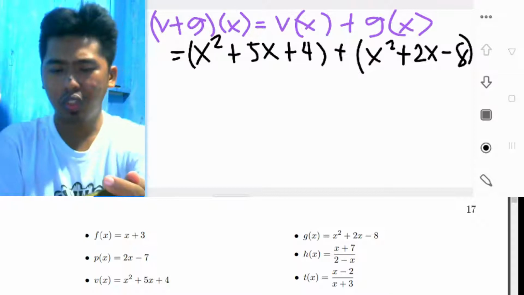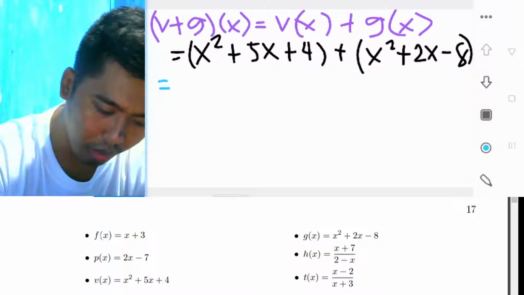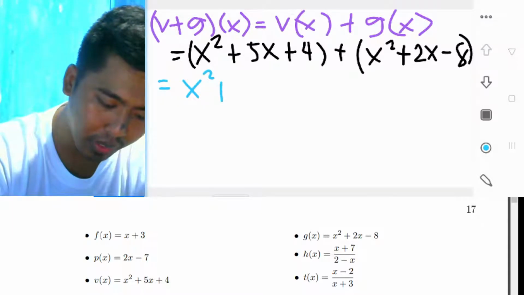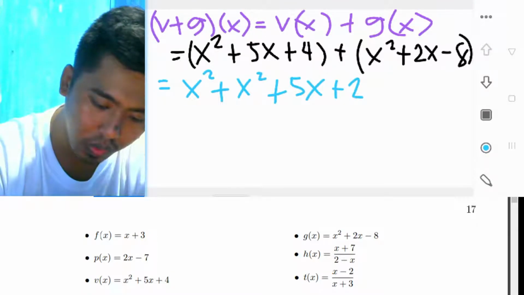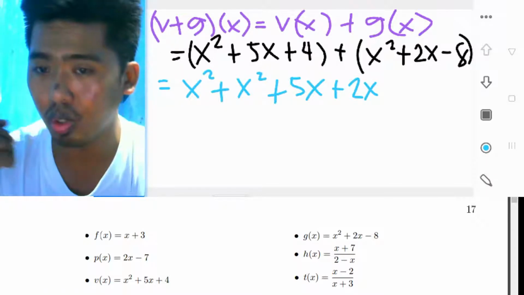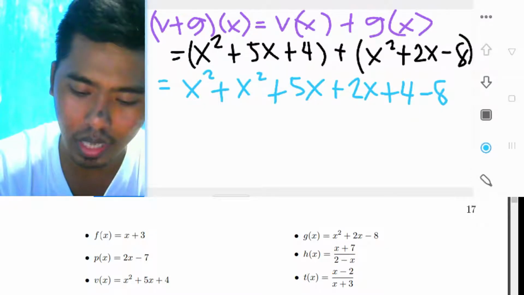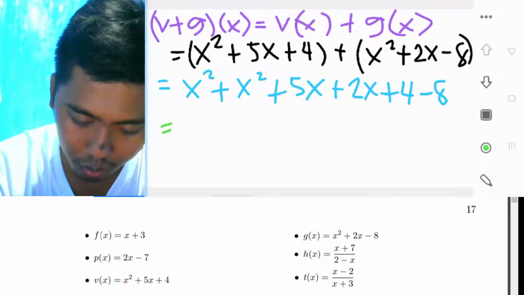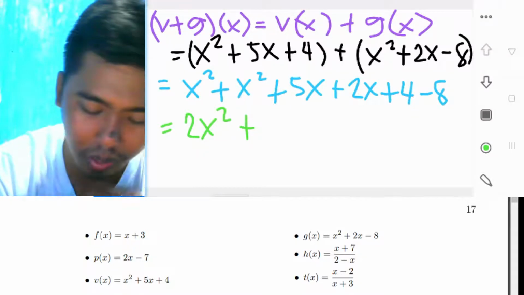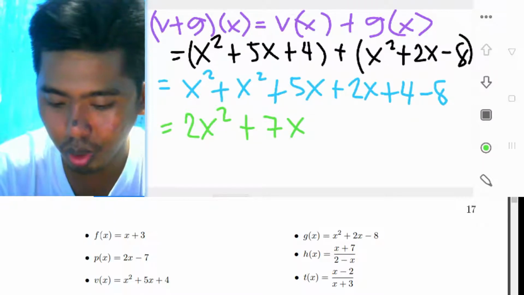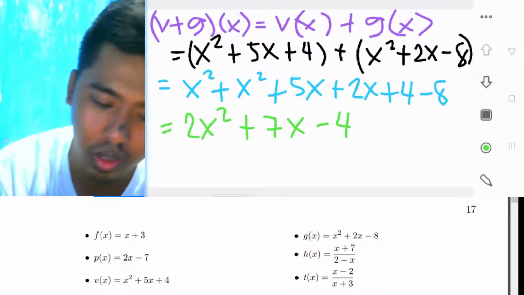We can rearrange it first. So, I will rearrange. This would become x squared, and since we removed the box, x squared goes beside x squared. Okay? Now, plus 5x goes beside 2x. What I did here, guys, is arrange them based on their terms. Now, plus 4, then minus 8. Next, all the x squared I will add. That would become 2x squared. Plus positive 5x plus 2x, that would become 7x. Positive 4 minus 8, that would become negative 4. So therefore, our answer is 2x squared plus 7x minus 4. So this would be our final answer.